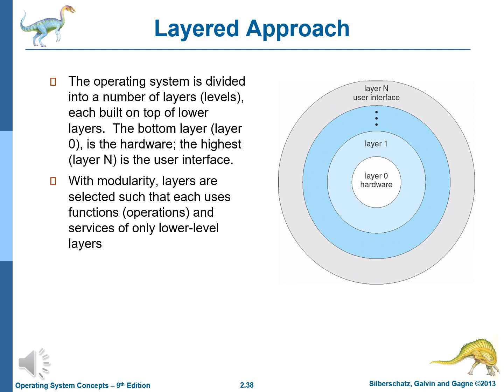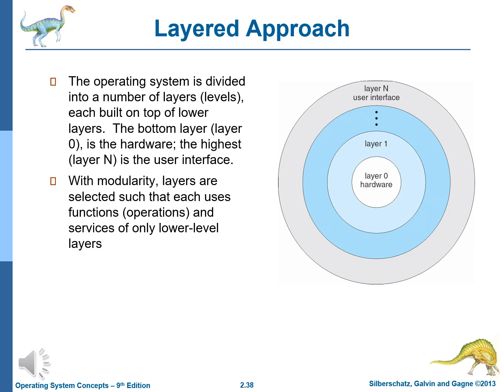Once the first layer is debugged, its correct functioning can be assumed, while the second layer is debugged, and so on. If an error is found during the debugging of a particular layer, the error must be on that layer because the layers lower to it are already debugged. Thus, the design and implementation of the system are simplified.